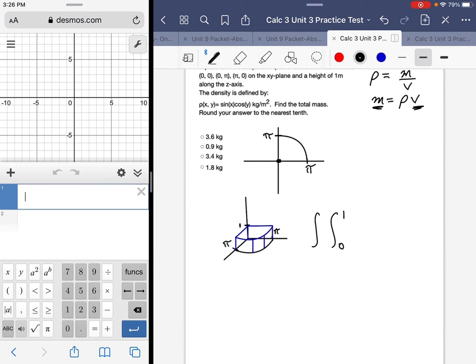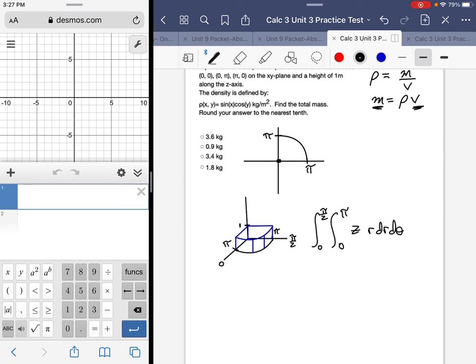Radius of 1, so 0 to 1. Only going out from 0 to pi over 2. Oh, sorry, radius is pi. Apologies. I saw that z equals 1 and I went after it like an animal. All right, so, but 0 to pi over 2, then we'd have z multiplied by r dr d theta.